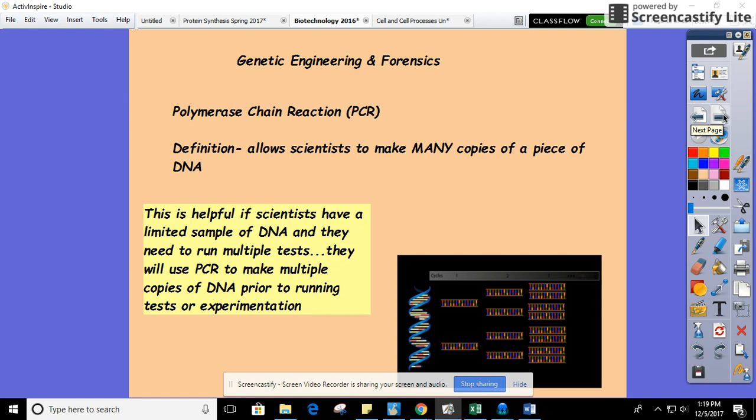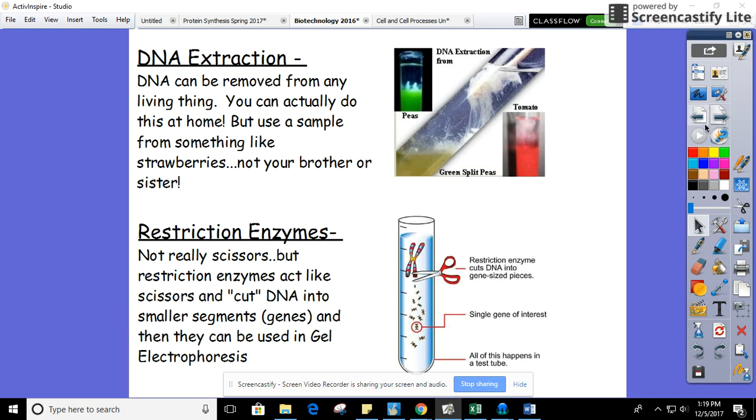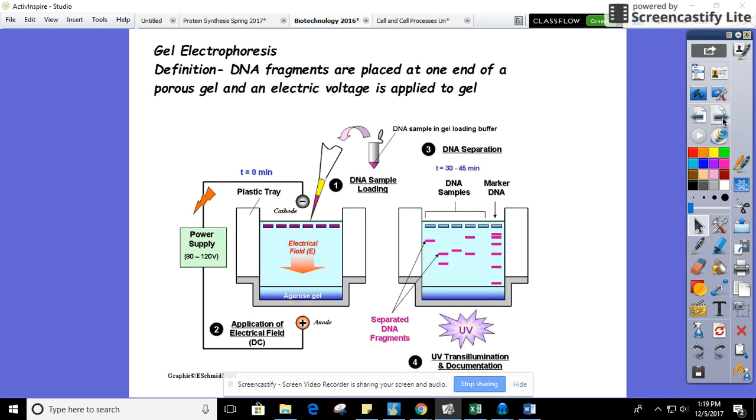This has also allowed scientists to do extensive research. DNA extraction, you can pretty much take DNA from any living thing. You can see it being extracted here from green split peas, tomatoes, peas. And in order to analyze it, it needs to be cut into pieces, into gene-sized pieces. So you can imagine there's an enzyme that acts like little scissors that cuts it into smaller segments. And we're looking for genes of interest, and then we can use gel electrophoresis.